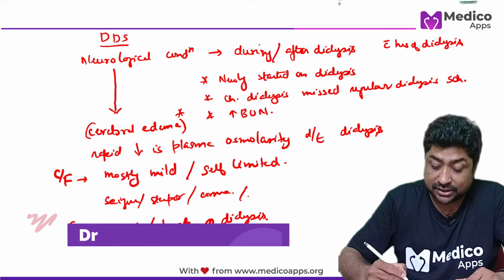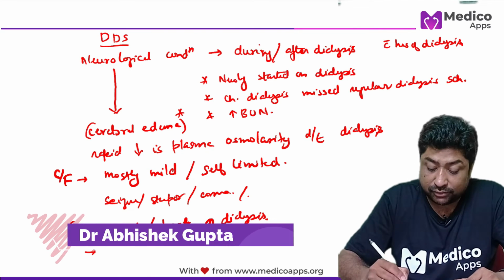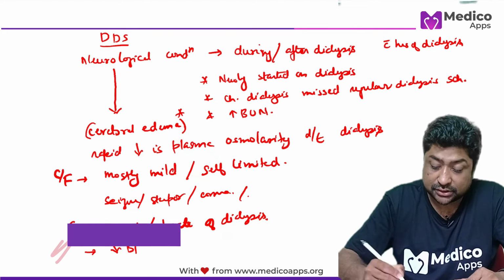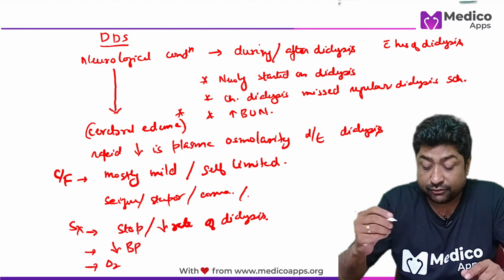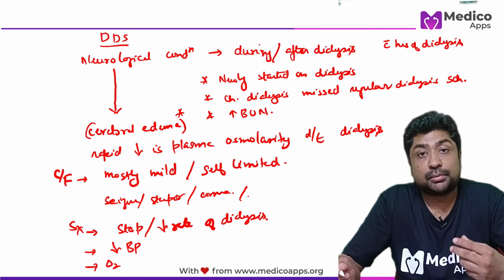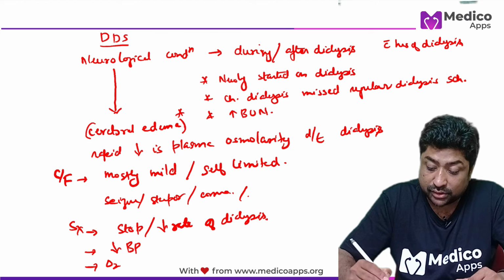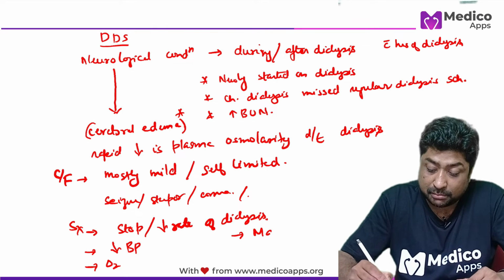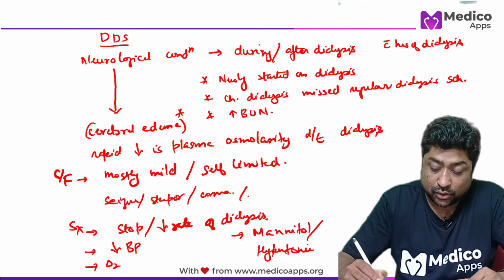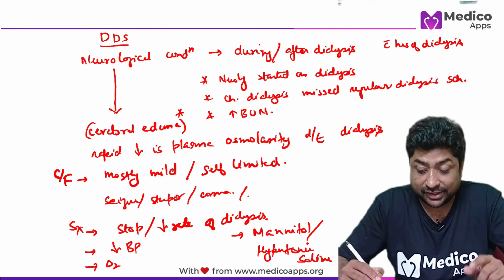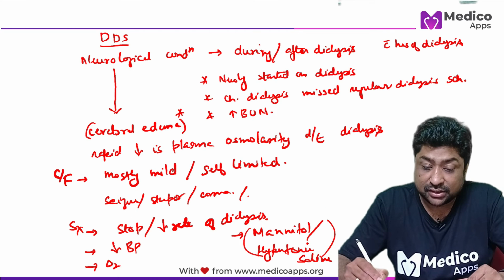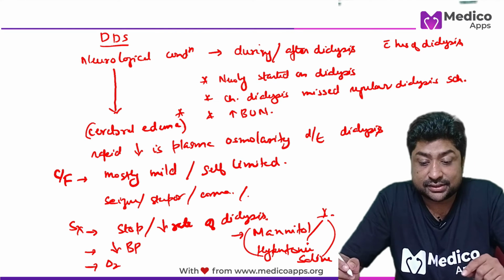Severe cases require management. Remember, the management will be decreasing blood pressure, supportive therapy like oxygen, and management of seizures. Very importantly, if the cerebral edema is more, then you can use Mannitol or hypertonic saline to reduce the cerebral edema. So these are used in severe cases.